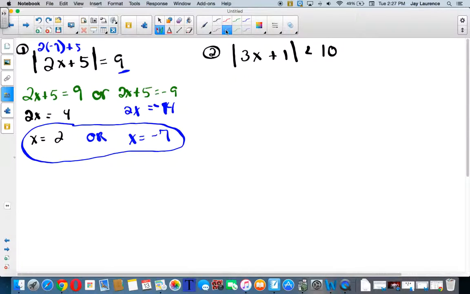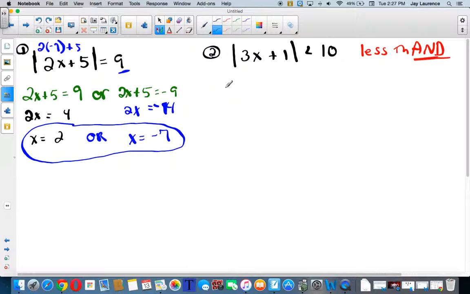All right, let's see here. How do I do this one? Well, this one's actually not an or problem. You see the symbol here? That's a less than, right? This is an and problem. This is a less than.